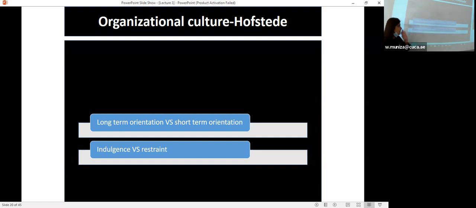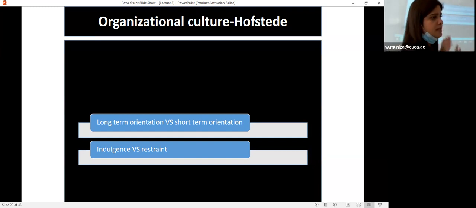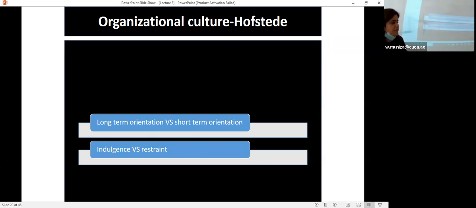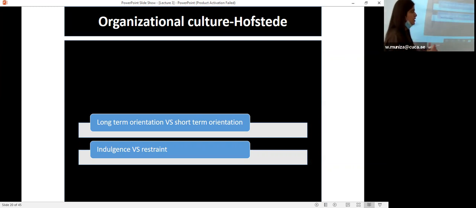And the last one is indulgence versus restraint. In the culture where indulgence is there, gratification of human needs is going to be given. The human needs are going to be the focus. Regard will be given to individual needs and demands. In restrained cultures, we are going to focus upon the norms, the rules and regulations. Individual needs and demands are not going to be focused on, but the social norms are going to be followed. Say, for example, if it is thought that individuals do need fun and entertainment, we have to focus upon their needs and demands. This is an indulgence culture.